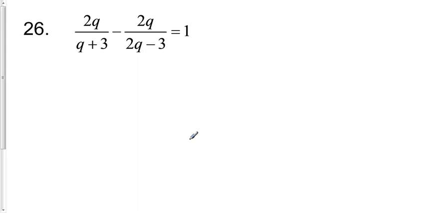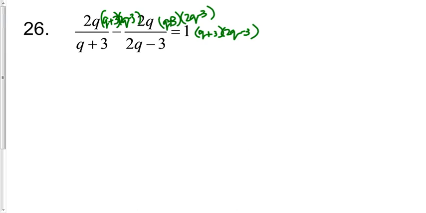So we're going to multiply by the common denominator, basically multiply by each of these denominators so that we can cancel them out. So everything gets multiplied by q plus 3 times 2q minus 3. If we multiply everything by the same thing, we're not really changing the value of q or the equation. Once you do this, you're going to be able to eliminate each fraction and cancel out those denominators.